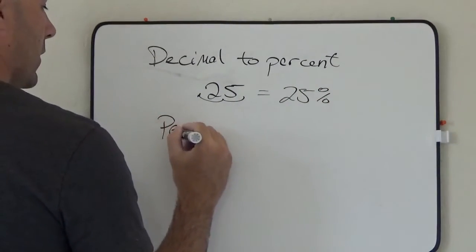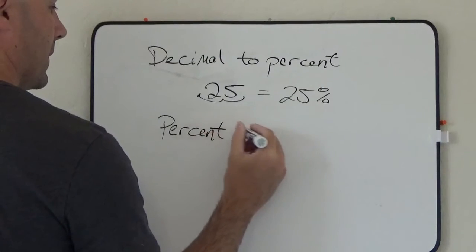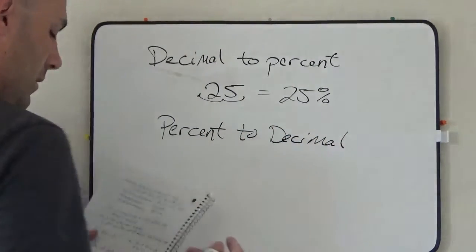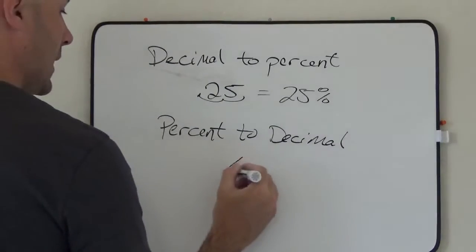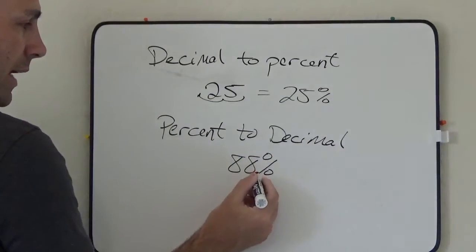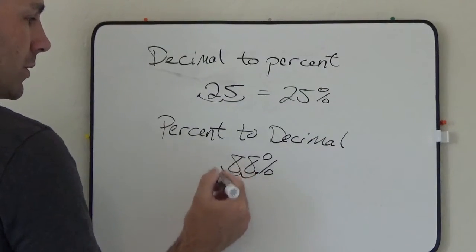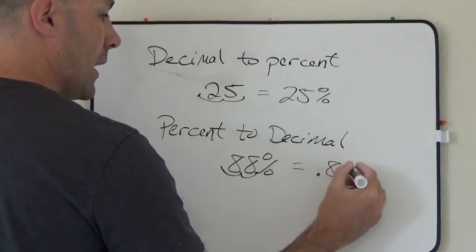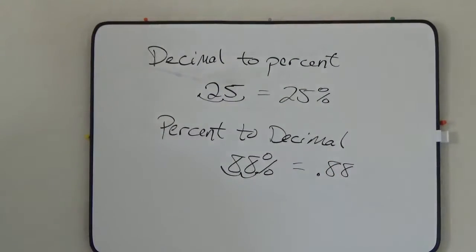Percent to decimal, we've already kind of done this as well. Changing a percent to decimal, if I have 88%, the decimal's at the end of the 8, we move it twice to the left, so just the opposite of each other, and this becomes 0.88. So that's our percent to a decimal, and that's how we change those, okay?